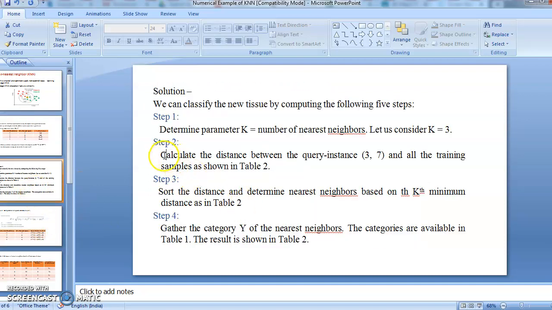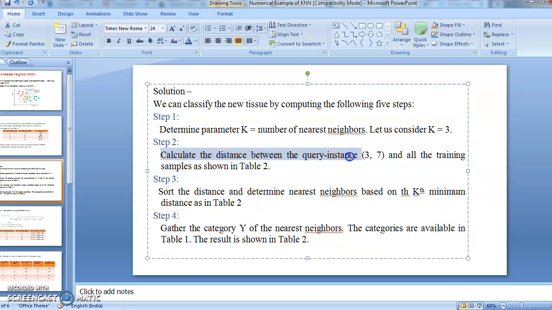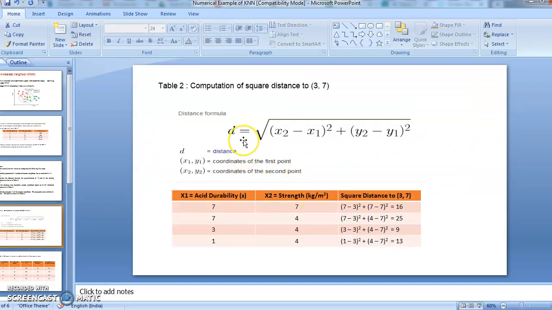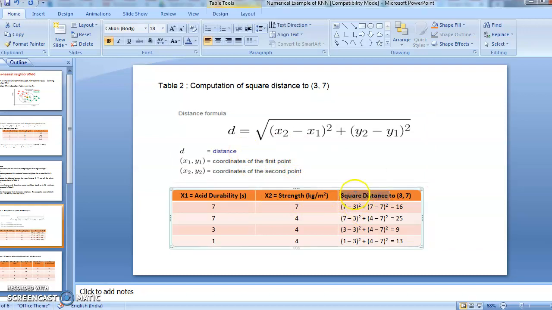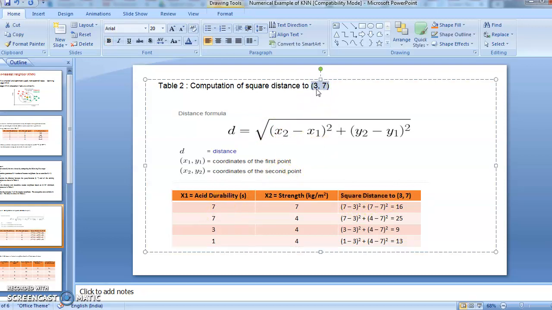Second, we have to find the distances of the given data point. This is the distance formula we will use for finding the distances. We have used the squared distance here, so the square root is cancelled. So what is that formula? You are aware of the distance formula: (x2 minus x1) squared plus (y2 minus y1) squared, and the square root of that gives the distance. Here we are using the squared distance, that's why the square root gets cancelled. This is our data point where x1 is 3, y1 is 7.